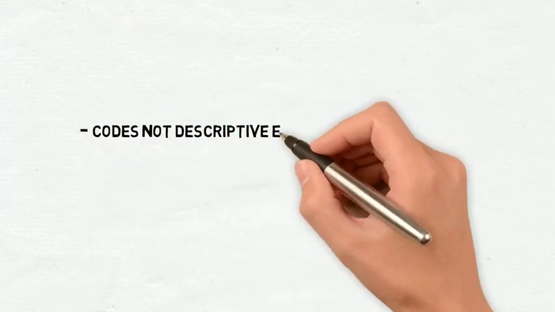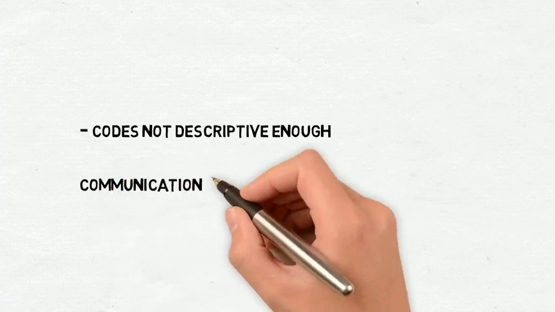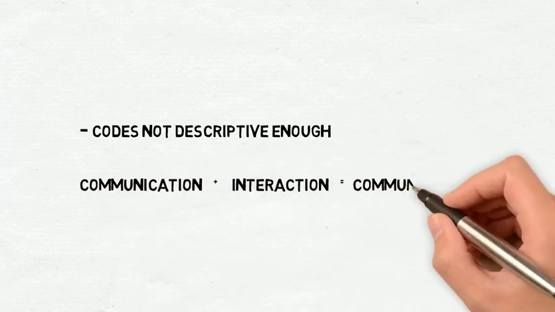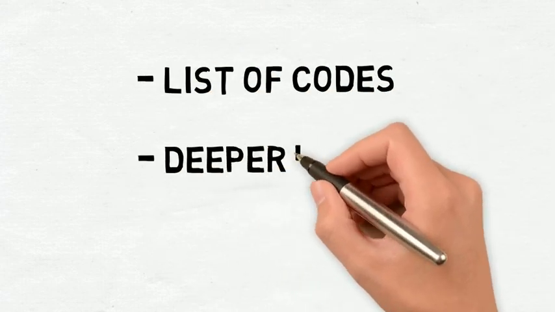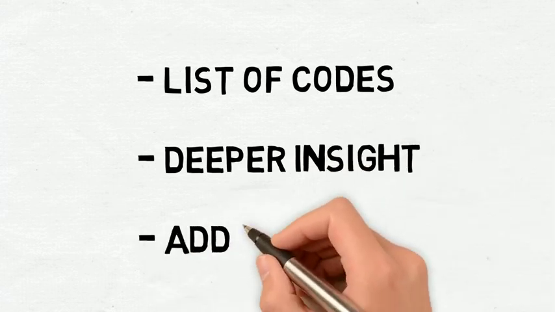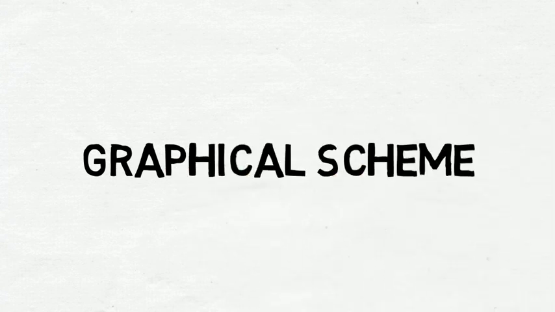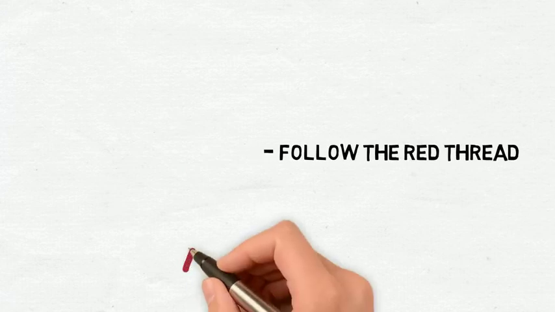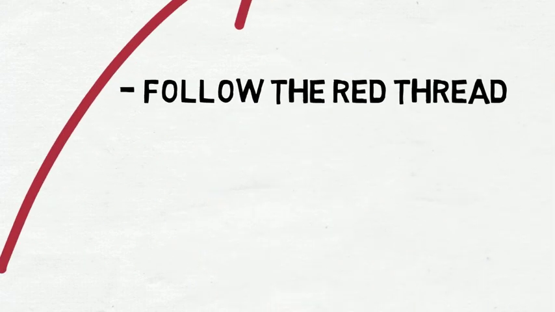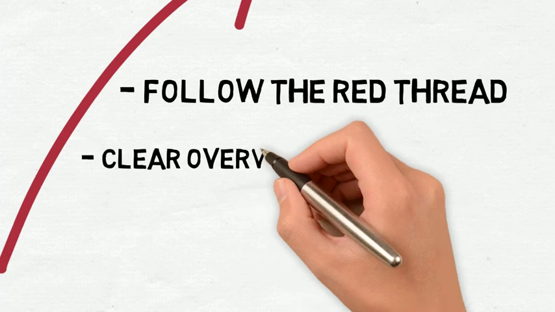During the coding process, we realized some axial codes weren't descriptive enough, resulting in codes that had to be merged. For example, we merged the codes communication and interaction to become only communication. Additionally, a list of codes was obtained prior to conducting interviews, but as we gained a deeper insight into our data, some codes were added. Doing the graphic scheme is very important. First, for the researchers to follow the red thread and to help answer the research question, and secondly, for the readers of the study to get a clear overview of the data. Here is the graphic scheme.